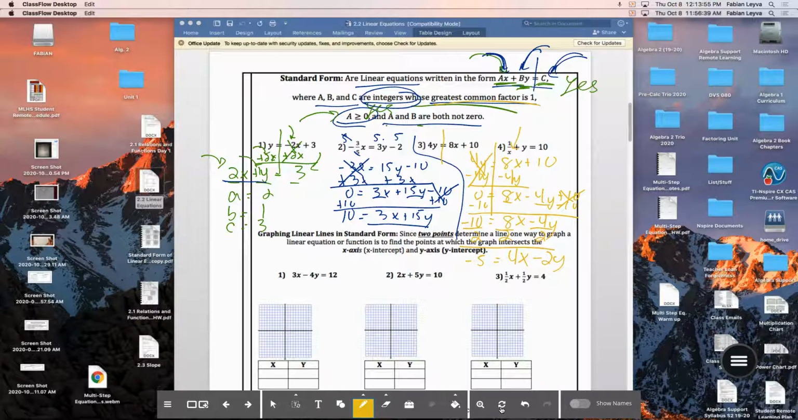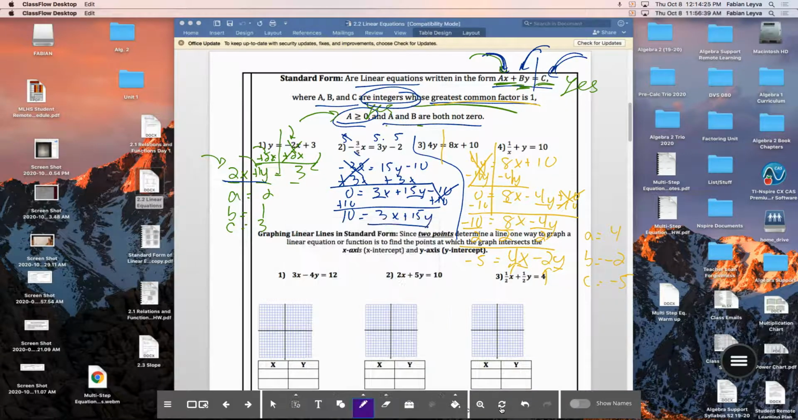Don't forget my y. Now, sometimes I'm going to ask you for your A, B, and your C. Sometimes I'm not. So keep in mind here that I am, just to show you a different example. Your A is always in front of your x. So there's my x. The coefficient in front is a 4. Your B is always in front of the y. So the coefficient there is a negative 2. And your constant is always the one that's on the other side, which is a negative 5. So with that being said, that is exactly how you put it in standard form.